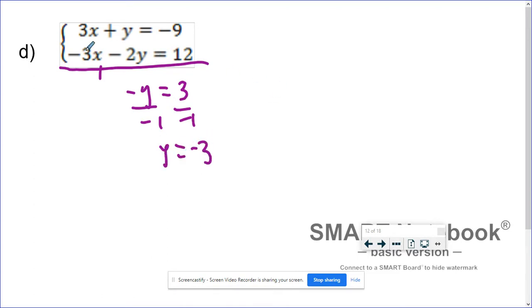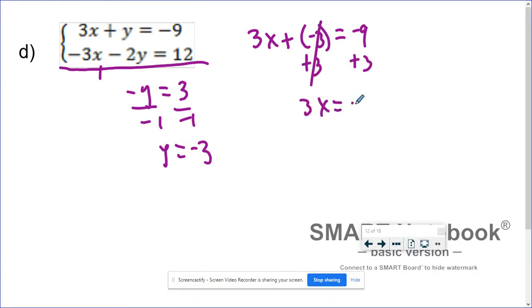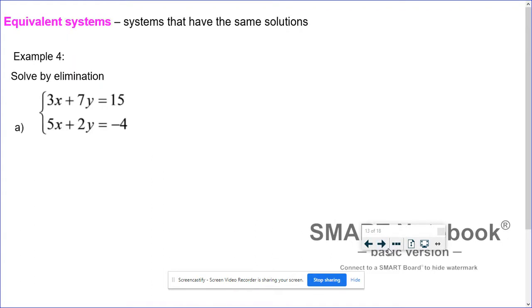I'm going to take the top equation and substitute negative 3 in for y. Plus a negative 3 is really like minus 3, right? So I'm going to have to add 3 to both sides to get that to be gone. 3x is equal to negative 6. Divide both sides by 3, and I get x is equal to negative 2. So your solution is negative 2, negative 3.